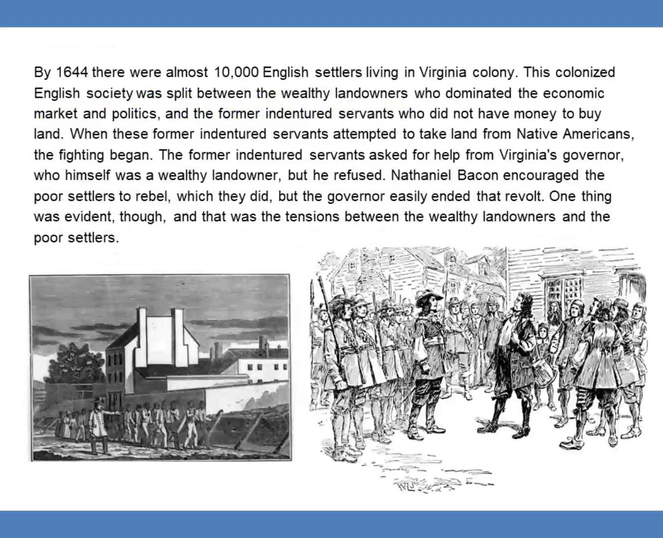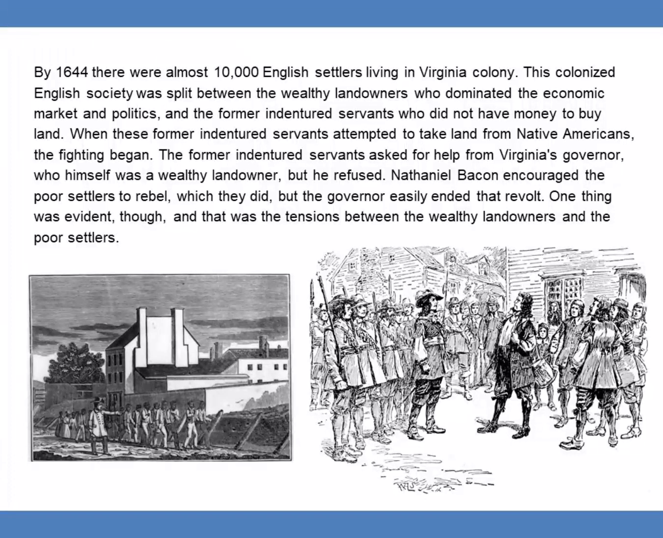By 1644, there were almost 10,000 English settlers living in Virginia colony. This colonized English society was split between the wealthy landowners who dominated the economic market and politics and the former indentured servants who did not have money to buy land.